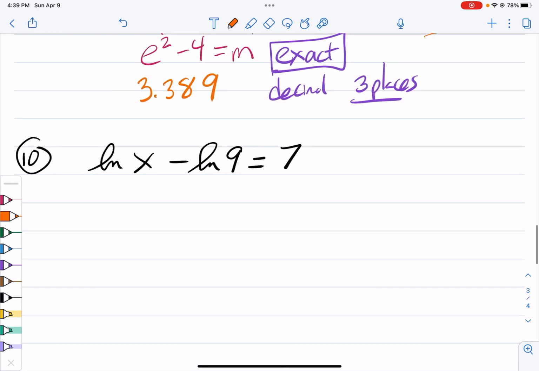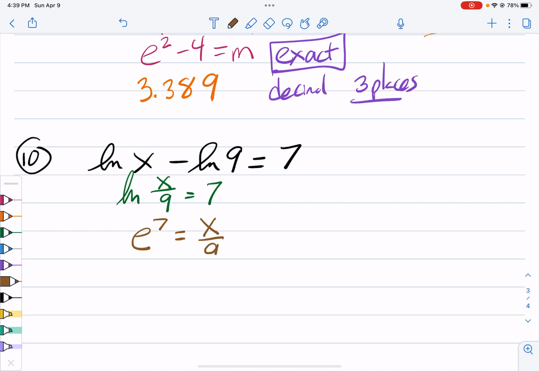Let's try one more. Problem number 10. Natural log of x minus the natural log of 9 equals 7. So first I need to condense my natural logs. So the natural log of x over 9 equals 7 because subtraction condenses with division. Now I'm going to use my log loop. So the base of my natural log is e, so e to the 7th power equals x over 9. If I want to get my x by itself, I'm going to multiply both sides by 9. So 9e to the 7th is my exact answer.